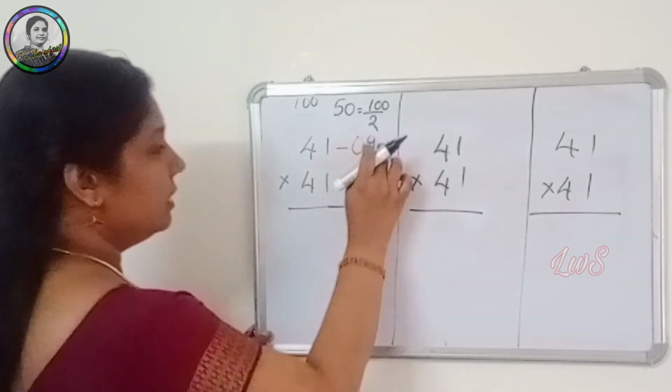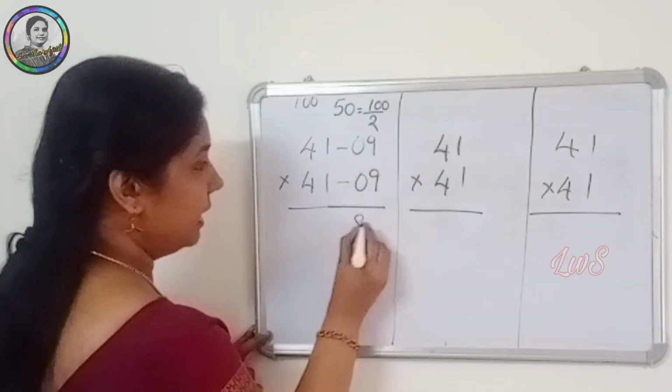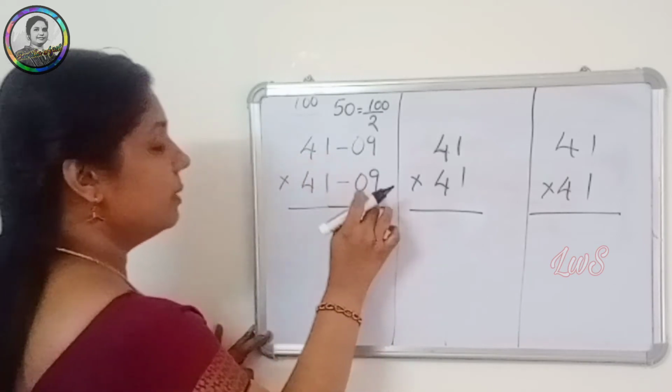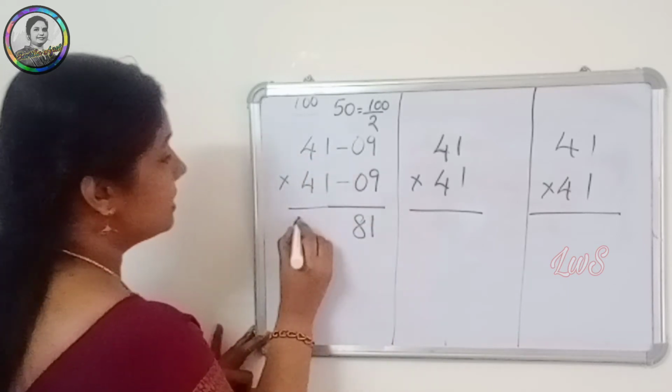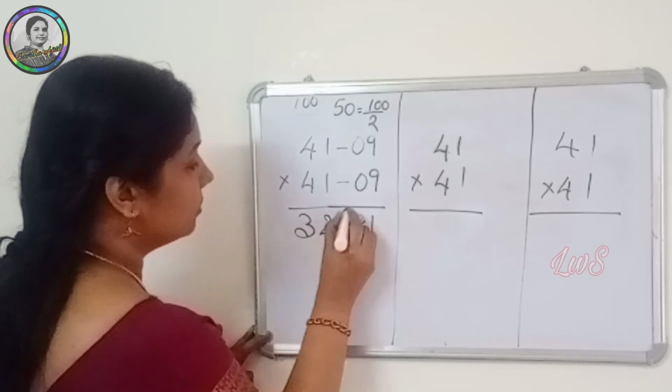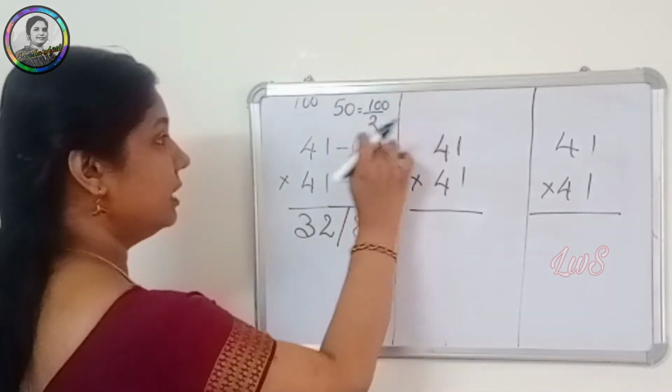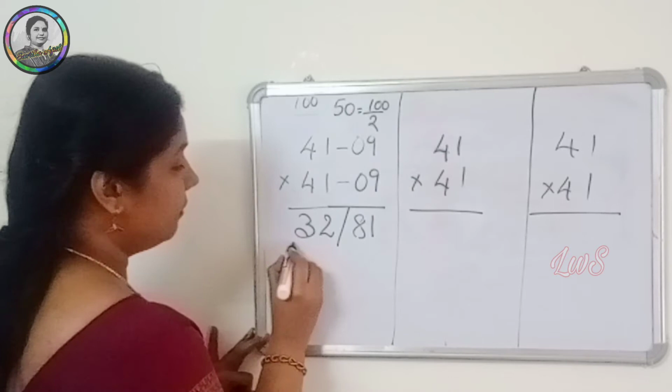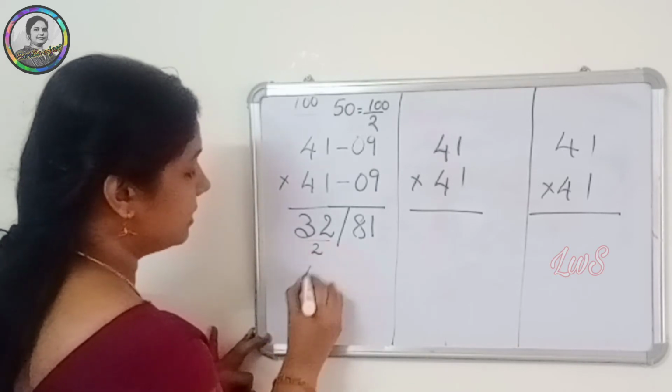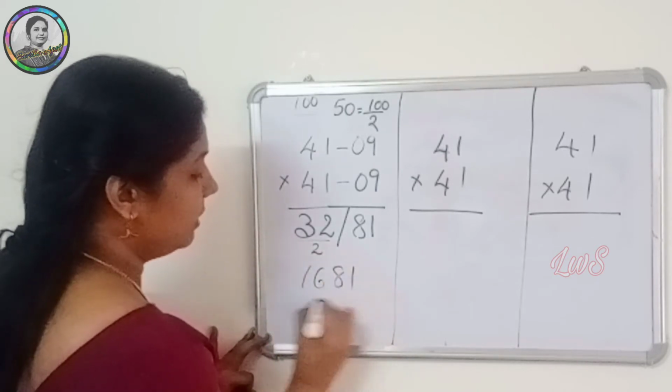Okay. Now 9 times 9 is 81. 41 minus 9 is 32. Now here it is 100 divided by 2. So we have to divide this by 2 to get the answer, which is 1681.